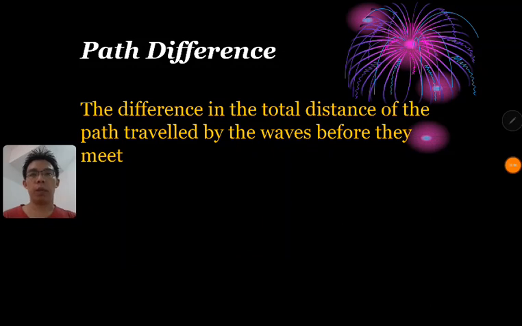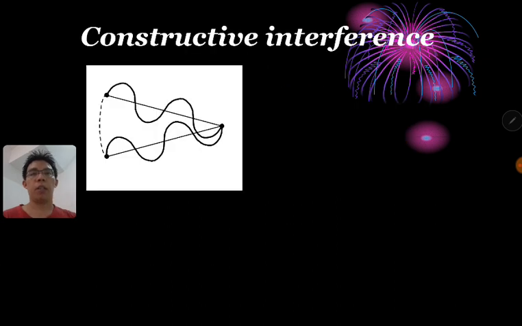In this video, we're going to look at path difference. Path difference is the difference in the total distance of the path traveled by the waves before they meet. So one example here, let's say we have source A and B generating the wave that travel to meet at point C.